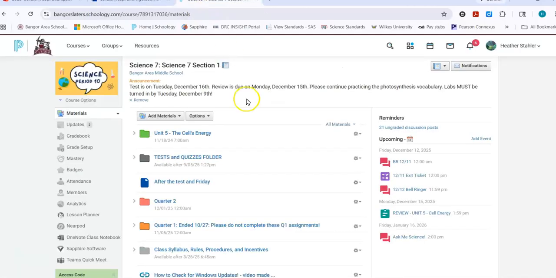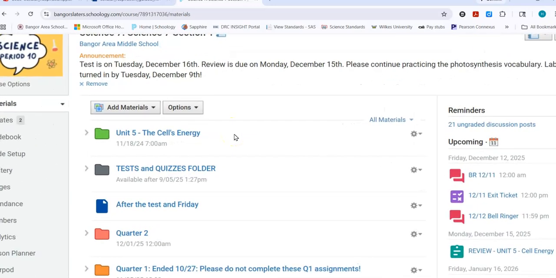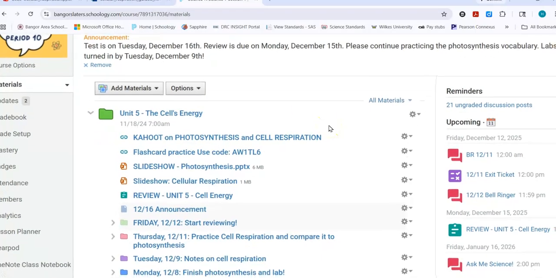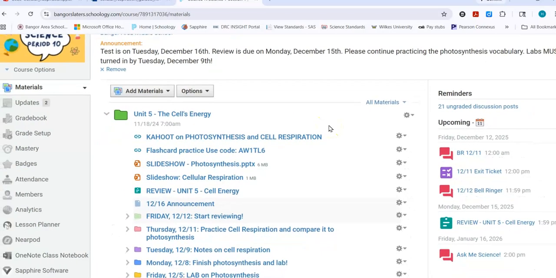So if you go into Schoology, and I'm using period 10 as an example, but all of your Schoology classes are all laid out the same way. And I'm going to zoom in. So unit 5, I just want to show you guys things that you can do, especially because I'm not here today. I want to make sure you know where to find everything.